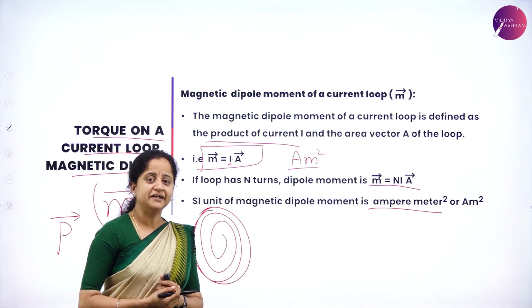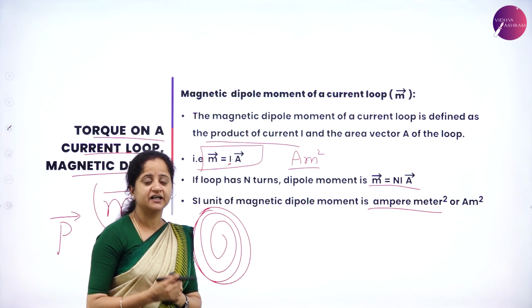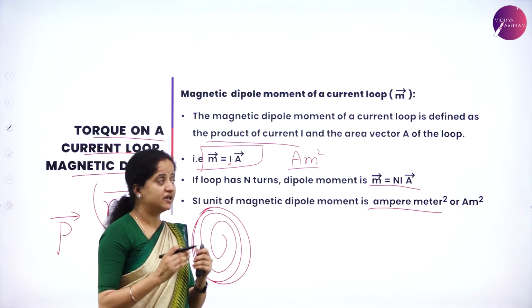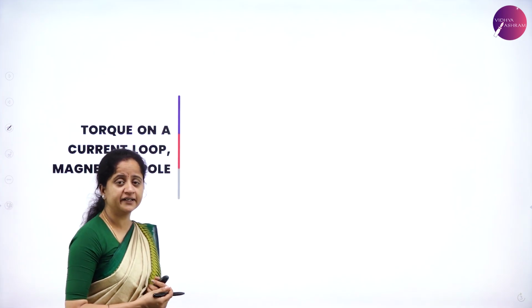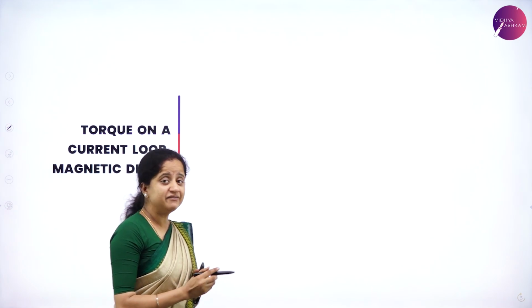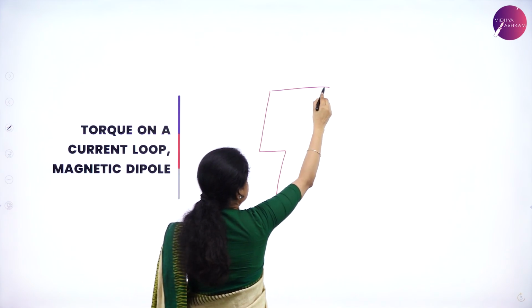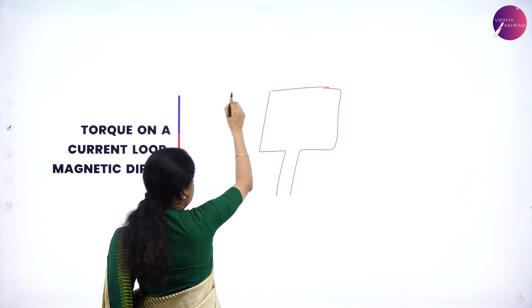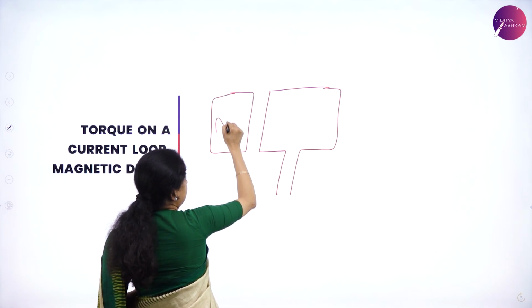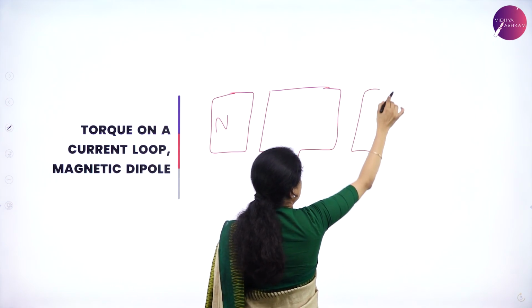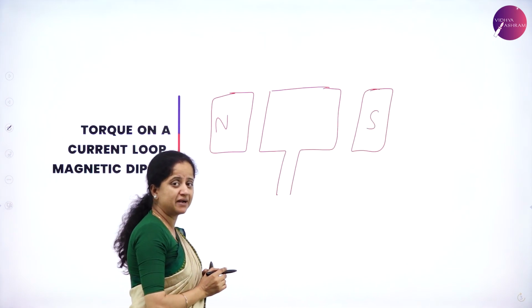So this magnetic dipole moment helps us in understanding a torque in a current loop. So let us now derive an expression for torque in a current loop. For that, I will consider a rectangular loop which is placed in uniform magnetic field. This is north and south pole of magnets which provides a uniform magnetic field.